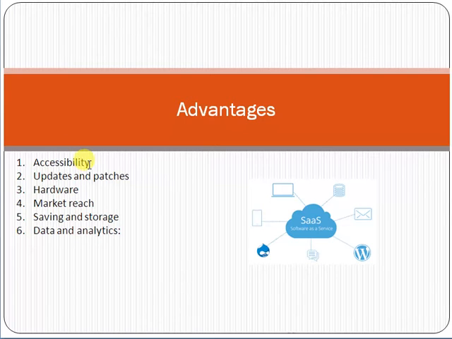Advantages: first of all, the accessibility. You can access the application by using the internet and a browser anywhere. For example, you are traveling, you can also use the application while traveling. Then next, the updates and patches. For example, if any updates are available, they will automatically be available. If any patches are applied on the system, it will automatically be updated. So you don't need to worry about any updates or patches. They will be applied whenever required, whenever available from the SaaS provider. It is not your responsibility to worry about updates or patches.